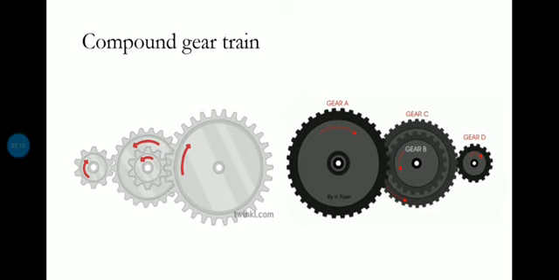When gear B rotates, see B and C are on the same shaft. So C will also rotate with the same velocity, in the same direction. Then when gear C rotates, gear D will rotate in the opposite direction. So the definition of a compound gear train: more than one gear on a shaft. It can be 2, 3 or any number. That is the definition of a compound gear train.